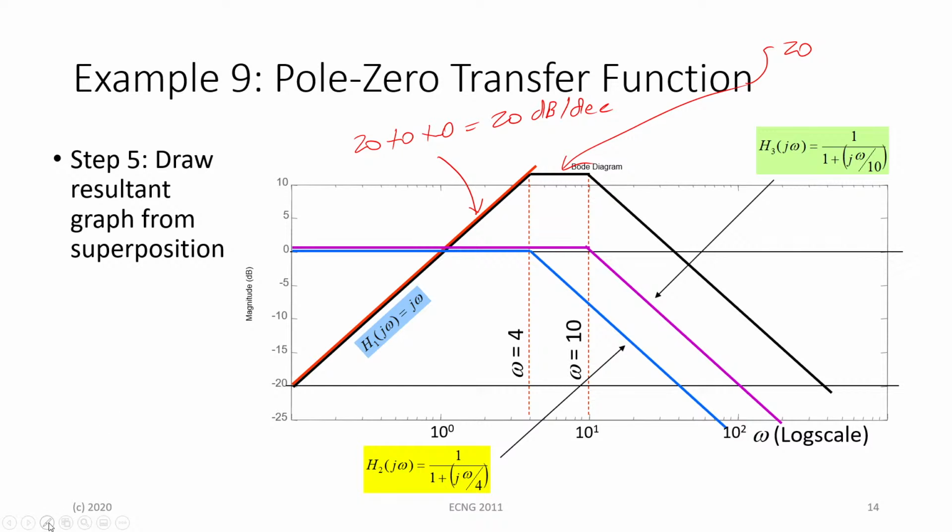We then watch our H2 subsystem here, and we see that the line in between omega equals 4 and omega equals 10 has a gradient of minus 20 decibels per decade. So we're going to factor that in here as well. That's going to be minus 20. And then we watch here for the H3(jω) subsystem, sorry, and we basically see that the gradient of this line for H3 is going to be 0 decibels per decade. So we just add in that 0 in particular. And the result here is just going to be 0 decibels per decade.